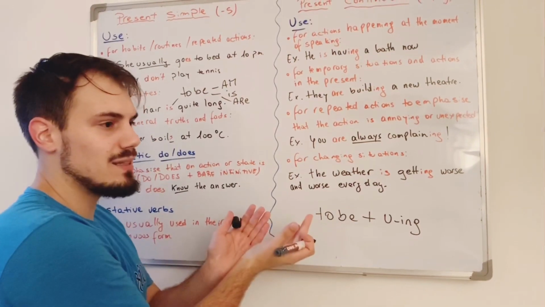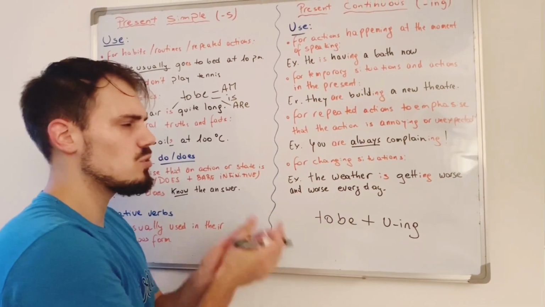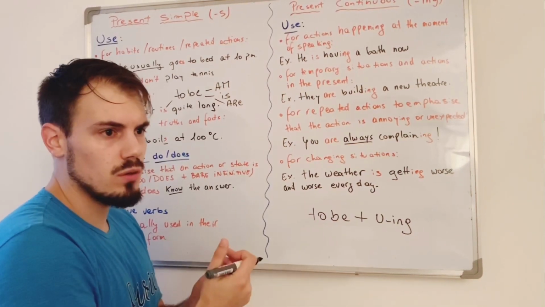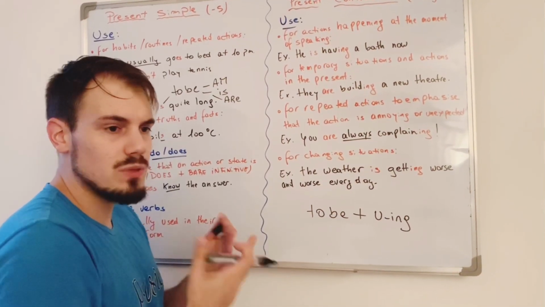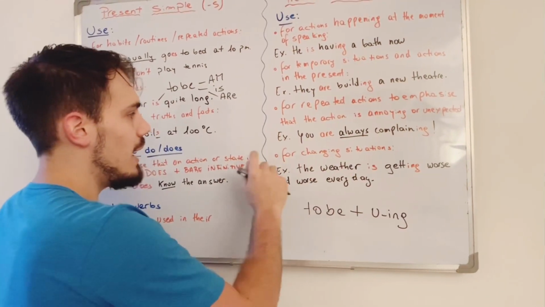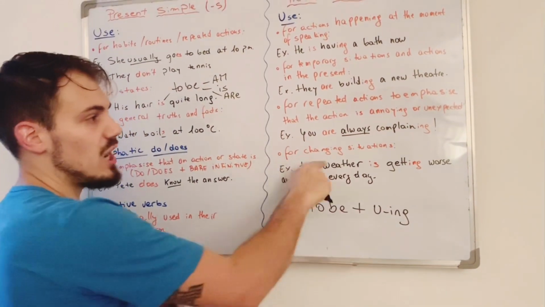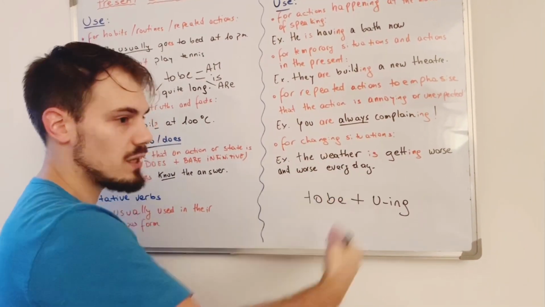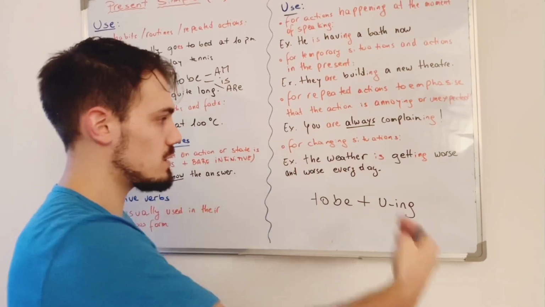I don't like this situation. I can't stand this situation. You are always complaining. Or for example, you are always telling me what to do. Okay, I want to make my own decisions, okay? So that is something that you don't like. And then for changing situations, like the weather is getting worse and worse every day. Okay, it's like a process.